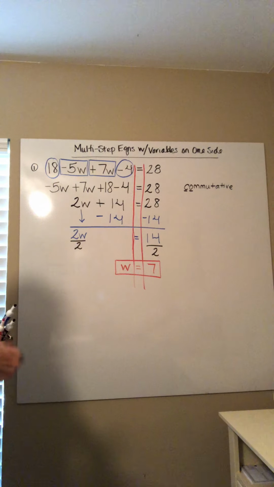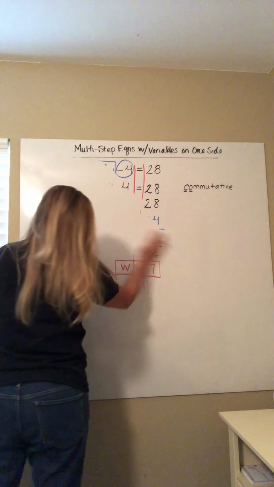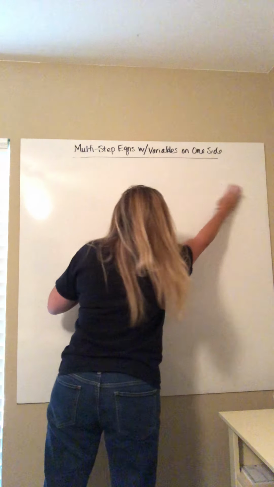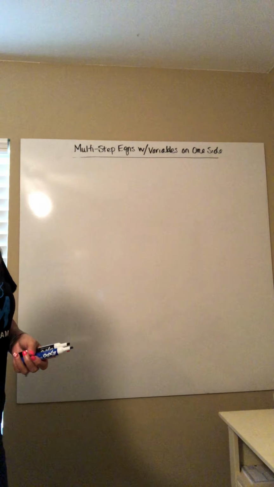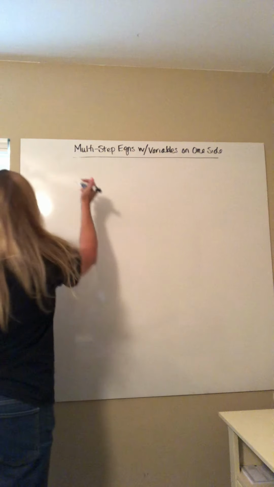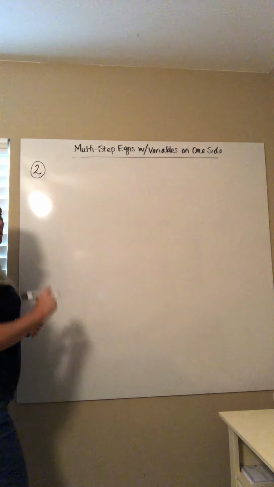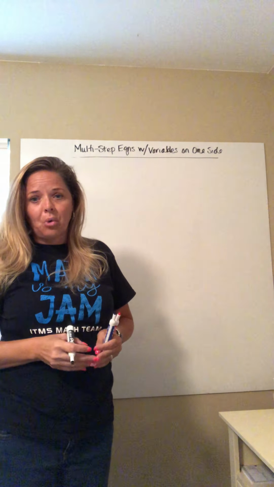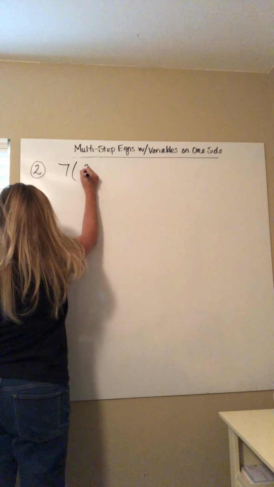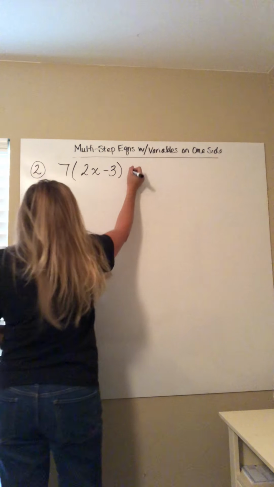And we're going to do another one this time. All right, let's throw in some distributive property. Who remembers what distributive property is? So our distributive property tells us that if we're multiplying a quantity in parentheses, we can take that number and multiply everything in the parentheses by that, okay? So I'm going to use a short example this time. 7 times 2x minus 3 equals 21.